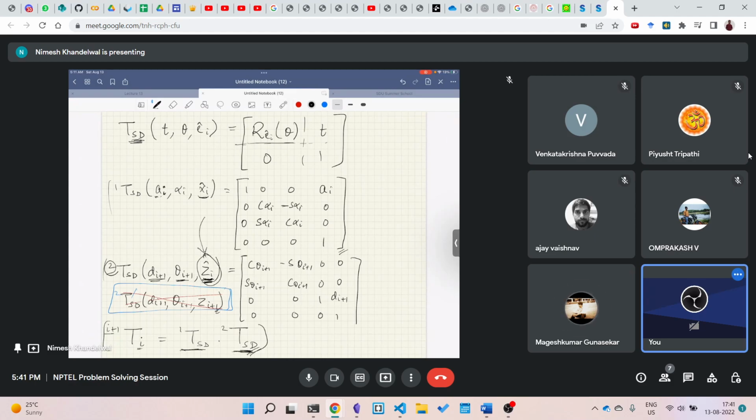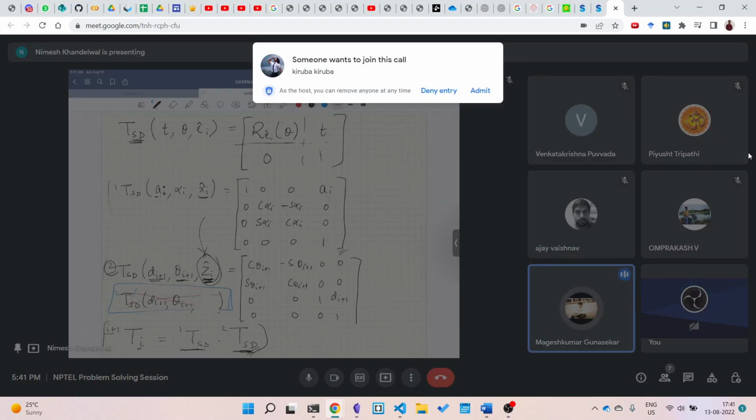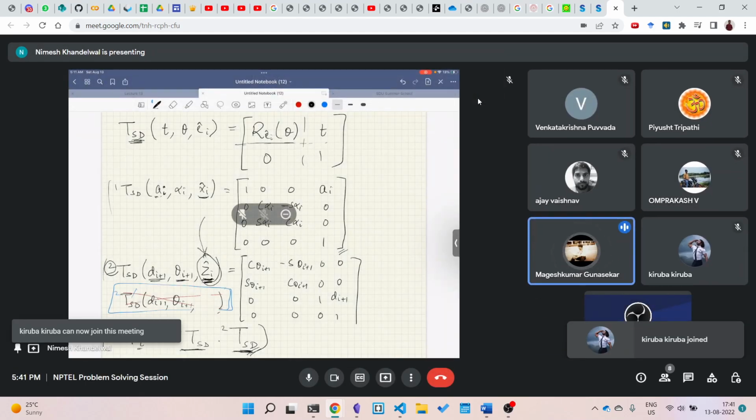If it was along the original axis, then it would have been pre multiplication. So if we can directly derive the transformation from i minus 1 to i, during that time, do we need to do it in post multiplication or pre multiplication?